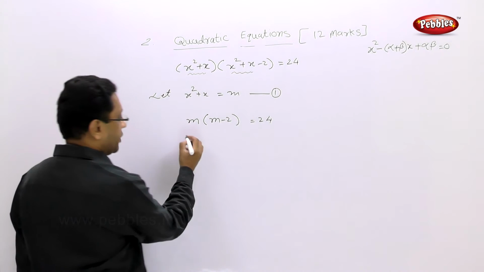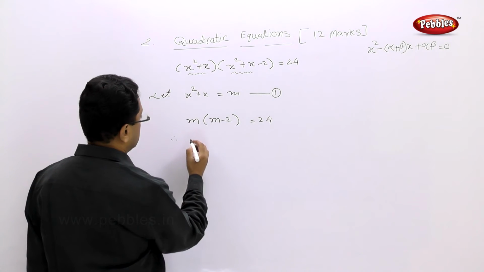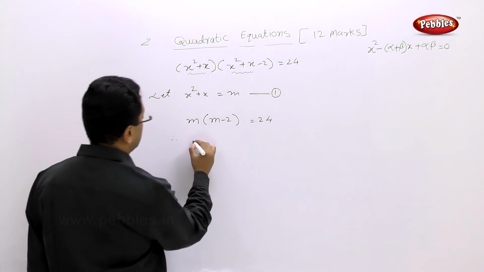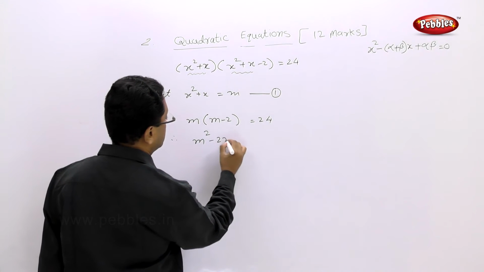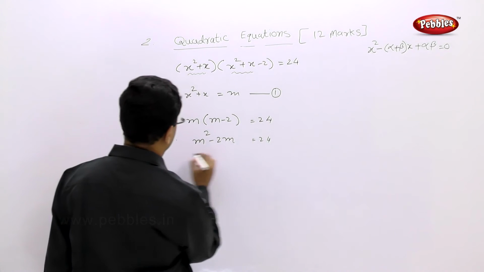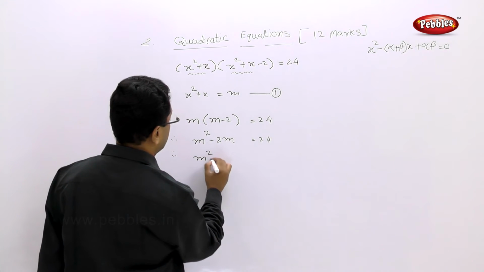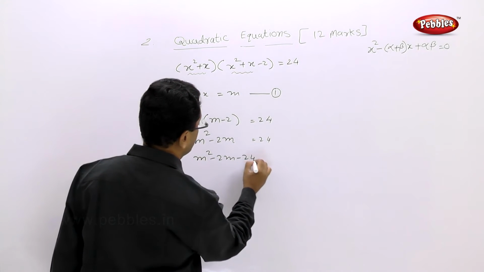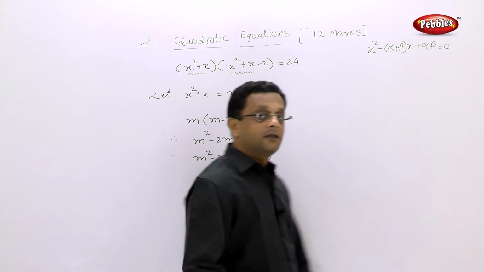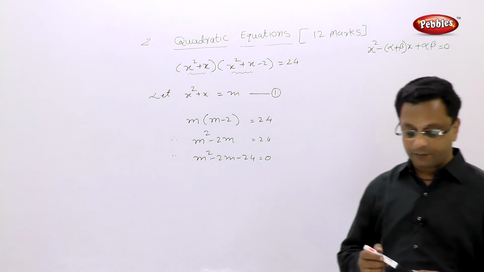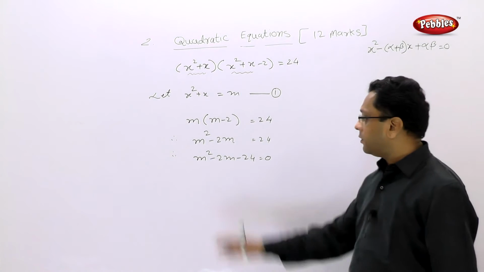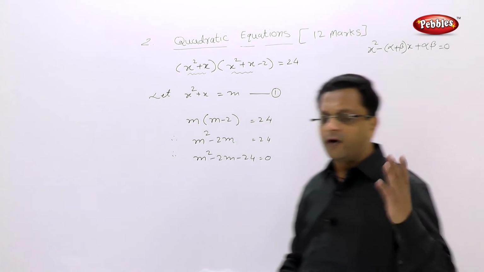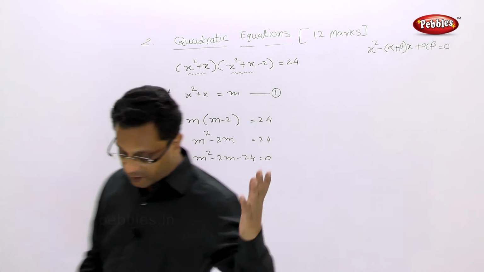So if I open the bracket, this will be m square minus 2m is equal to 24. So I'll get m square minus 2m minus 24 equal to 0. This is the quadratic equation. So pause your video and solve this equation and find out the value of m quickly.